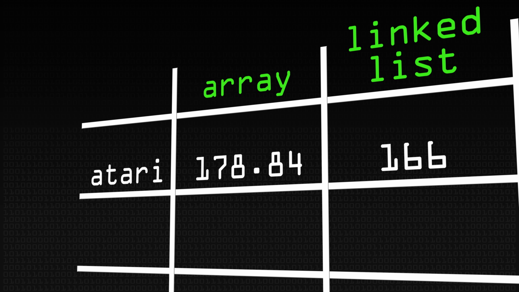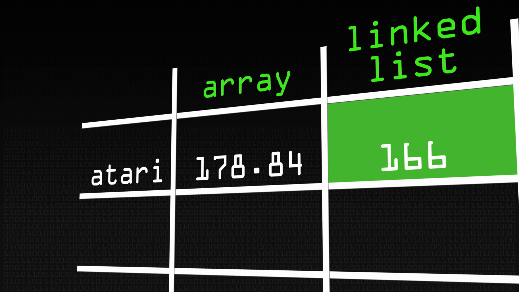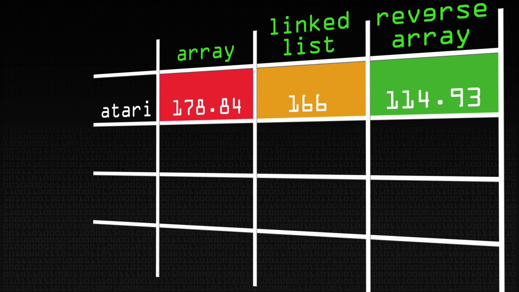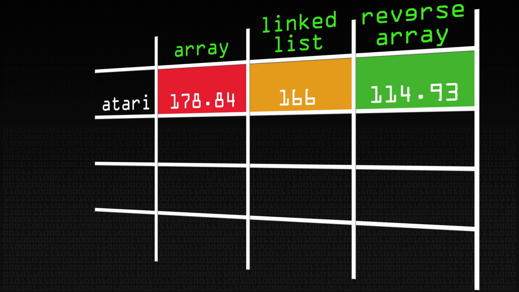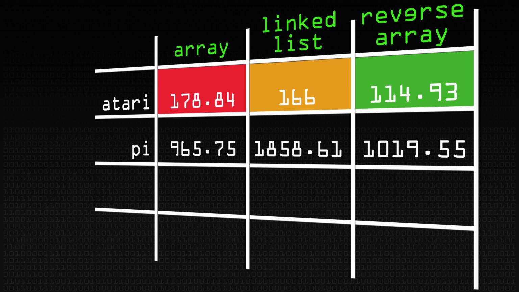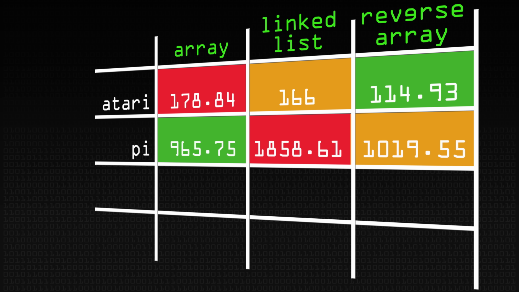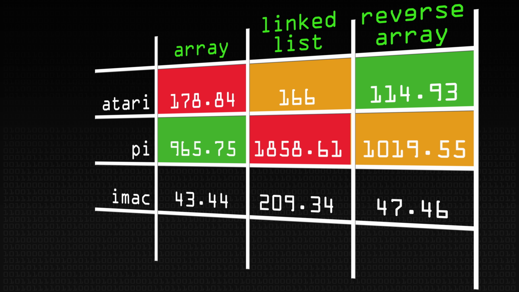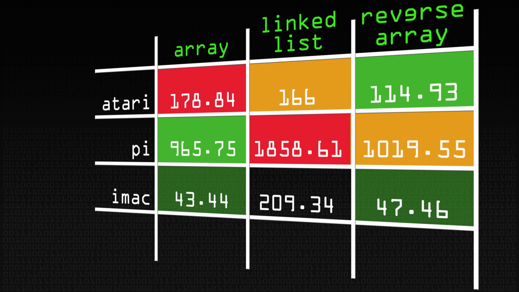So when we ran it on the Atari, the linked list was faster than the array, unless you ran the array backwards, in which case the array was faster than the linked list, and the array going forwards. We'll come back to that. We ran it on the Raspberry Pi, and here the array was about twice as fast as the linked list, but if you ran it backwards, the array was slower. And if you did it on the iMac, the array was 5 times faster than the linked list, whichever way you went. So what's going on here?